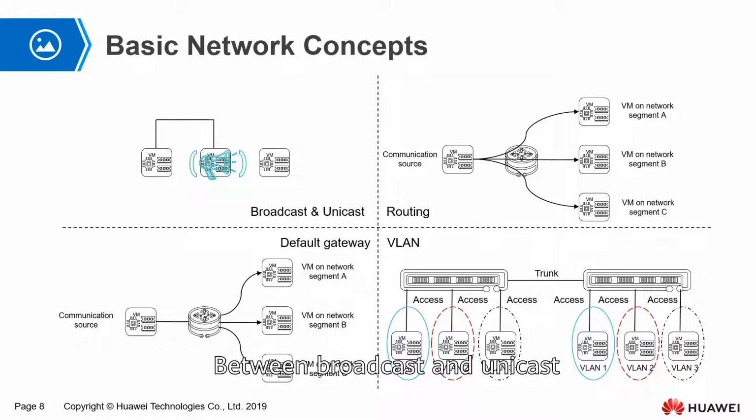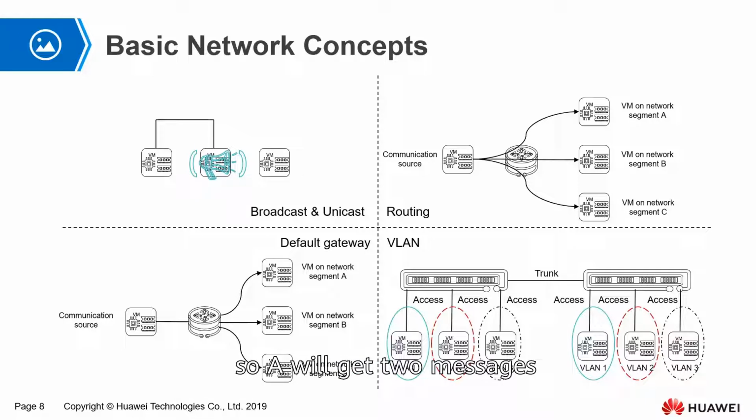Between broadcast and unicast, broadcast will bring a lot of problems. For example, security. If a virtual machine is looking for virtual machine B, then it will broadcast to ask where B is. If virtual machine C hears this message, it will reply to the message, and the real B also replies to this message.